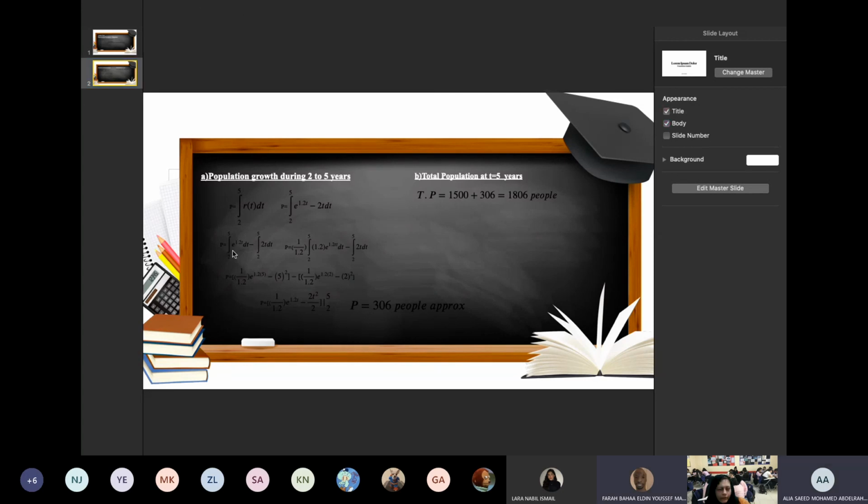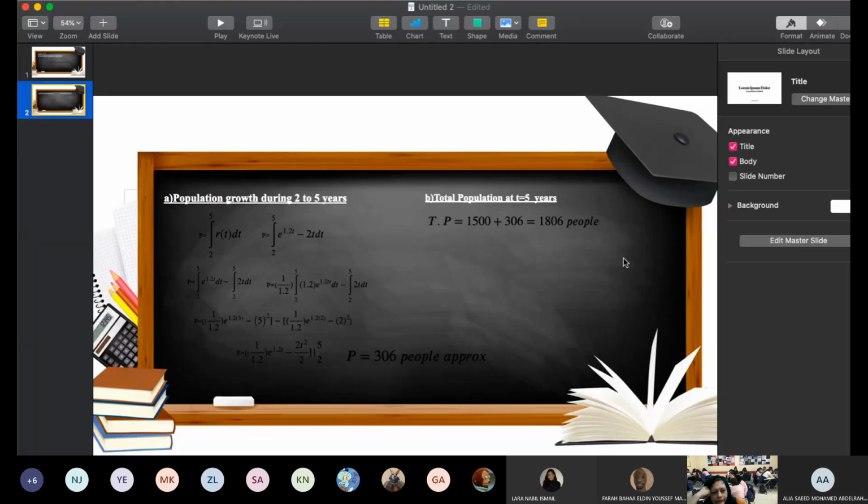Okay, so we write the derivative in and outside, and then take the antiderivative of 2t, which will be 2t squared over 2. Then replace with 5 and 2, subtract them, and get the final answer, approximately 306 people. And then for the total population, we add 1,500 plus 306, which is 1,806 people. Very nice.